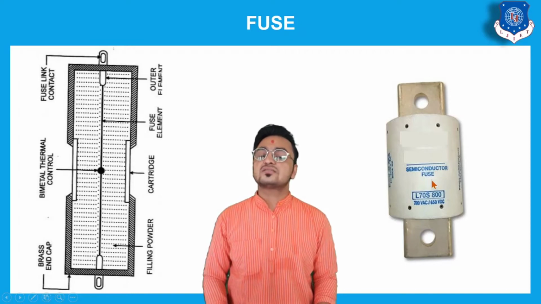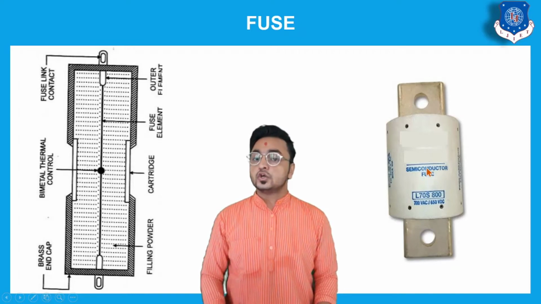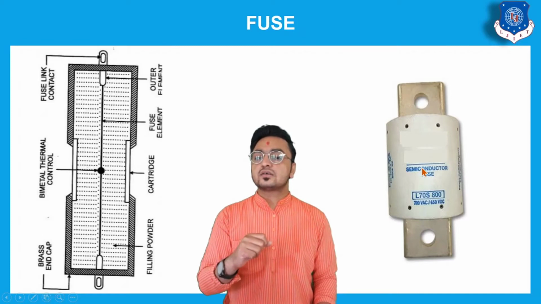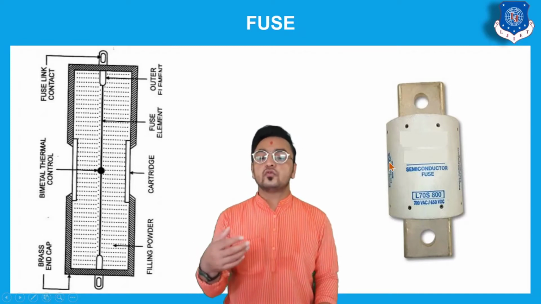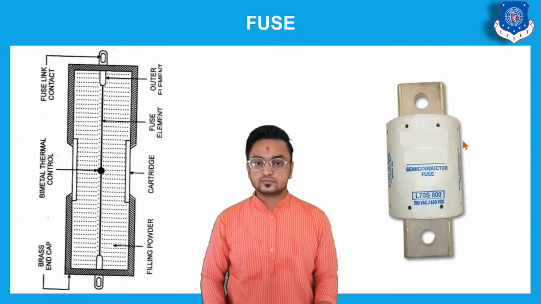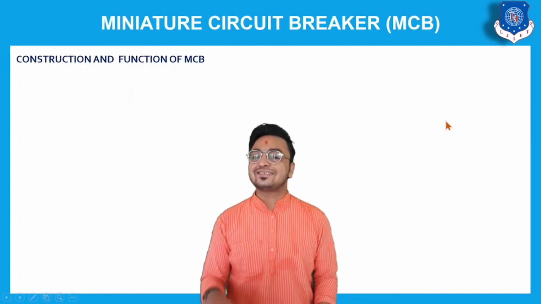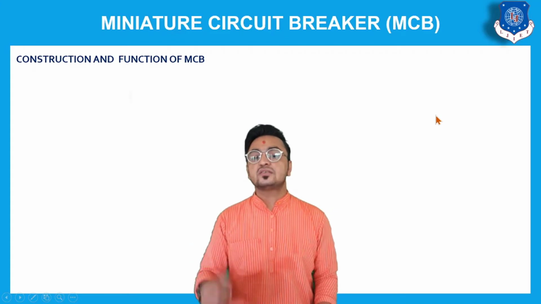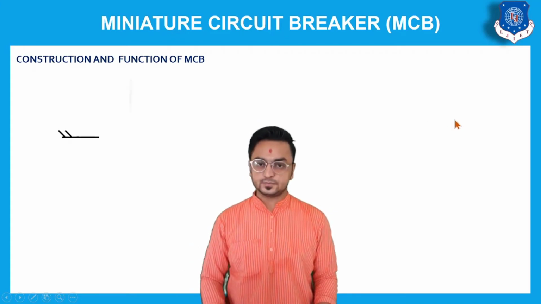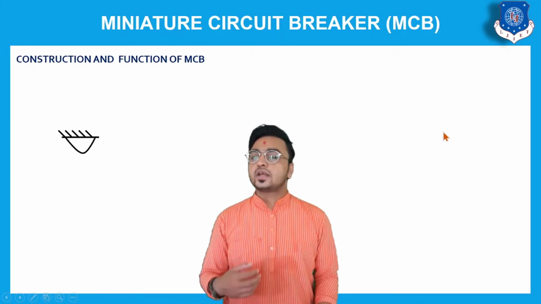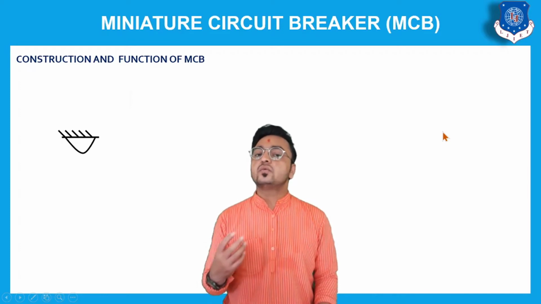Basically, here we are using a semiconducting device to turn off the circuit when excess current flows through this part. After the fuse, we will discuss the next protecting device, and that is the MCB, and the full form of MCB is miniature circuit breaker. Now we can operate an MCB in three ways.